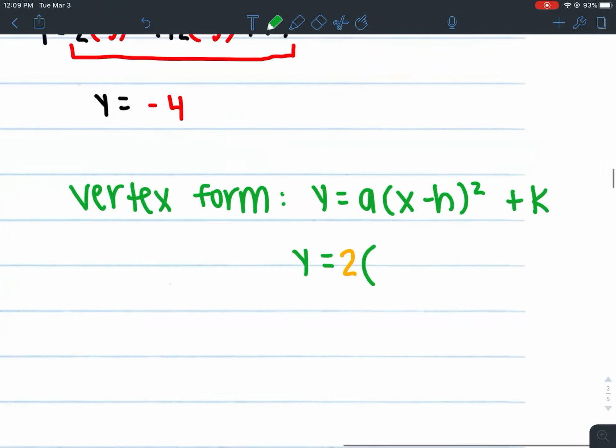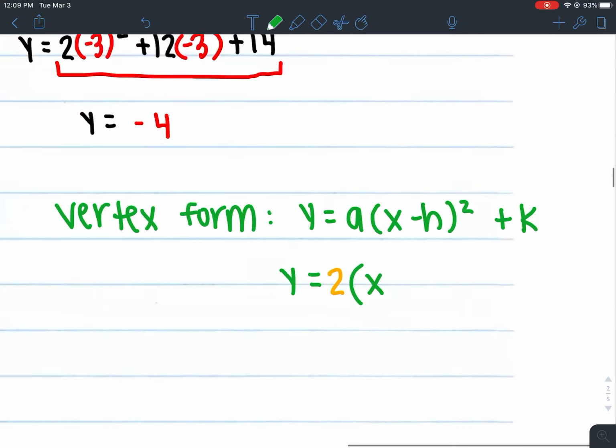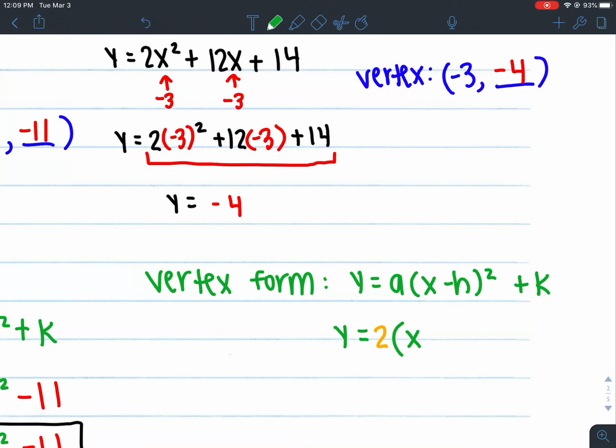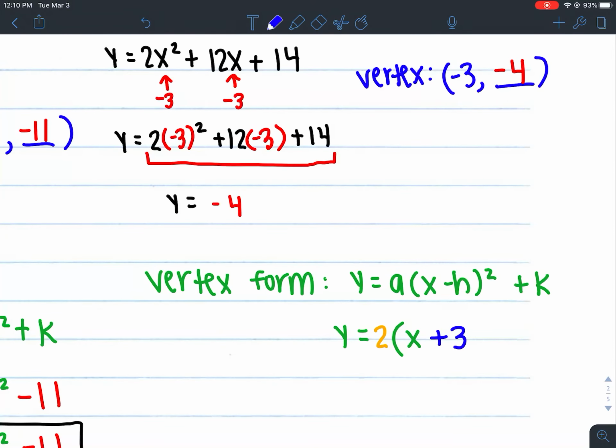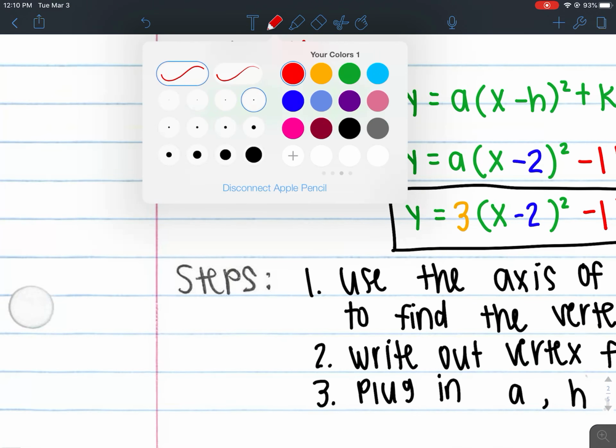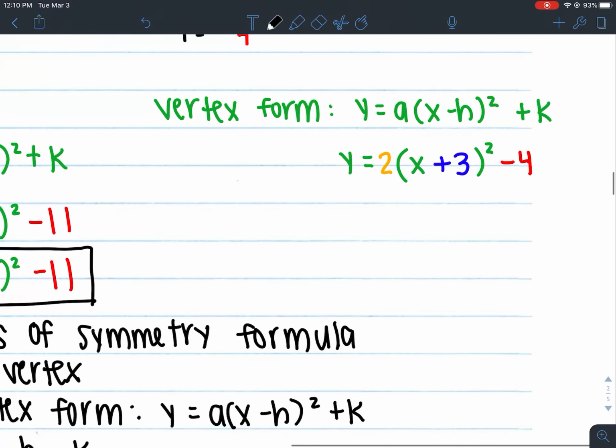Parentheses, do I plug in anything for x? No, you want to keep y and x there. Well, what's my h going to be? Remember, that's the x value of your vertex. So it's going to be positive 3. Why is it positive 3? Because it's opposite signs. Okay? And then I have plus k. Well, what is my k here? It's negative 4.